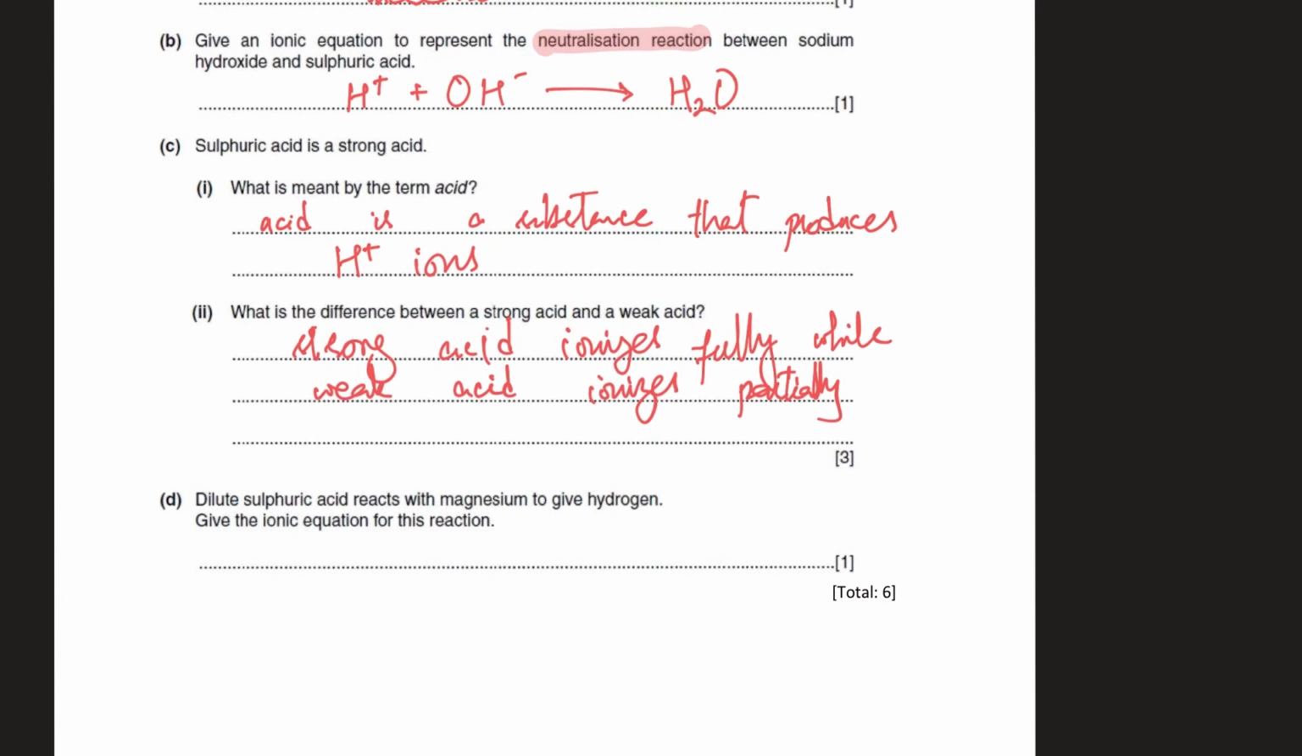Dilute sulfuric acid reacts with magnesium to give hydrogen. So sulfuric acid reacting with magnesium. Obviously magnesium is going to replace the hydrogen ion and you're going to get hydrogen gas and magnesium sulfate. Make sure that you do not make the mistake of writing the incorrect formula and all that. So magnesium is positive 2, sulfate is negative 2. You have to remember the ion on sulfate. So there you go. That's the formula and the equation that is balanced.